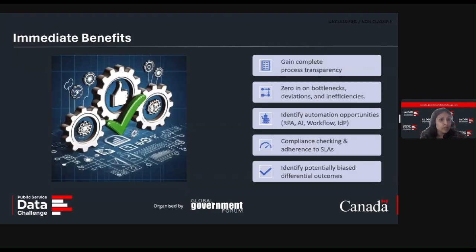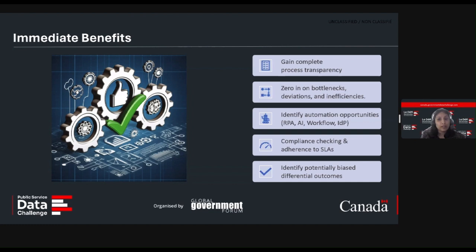So what are the immediate benefits of process mining? By analyzing event log data, process mining helps provide insights into the sequence of activities within a process, which in turn fosters transparency. With process mining, one can zero in on bottlenecks, deviations, and inefficiencies. It helps pinpoint areas for improvement. Process mining helps streamline services by identifying automation opportunities. On implementing these opportunities, departments can drive down the cost of service delivery and thereby increase operational efficiency.